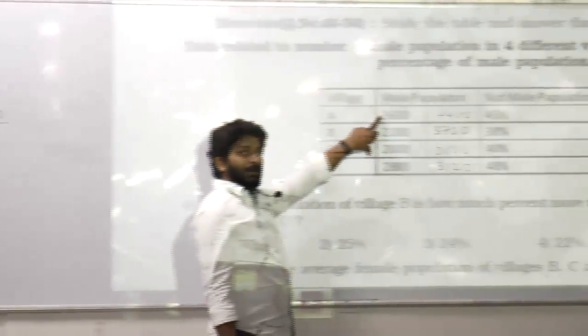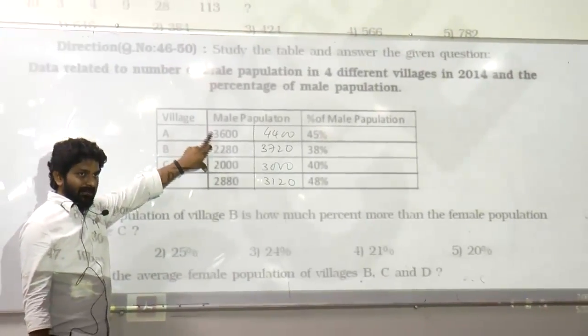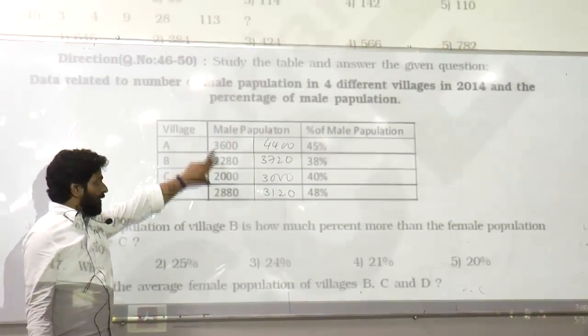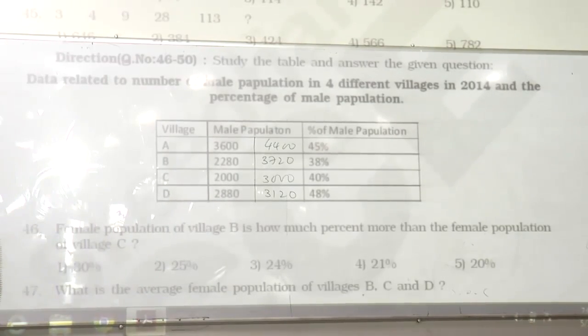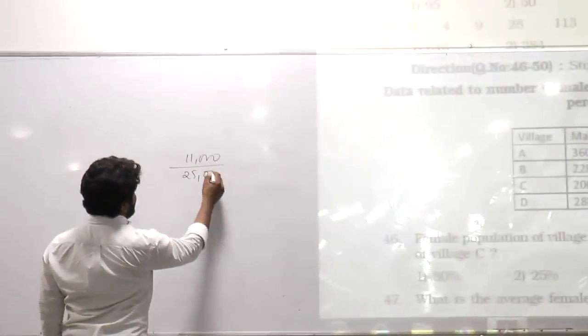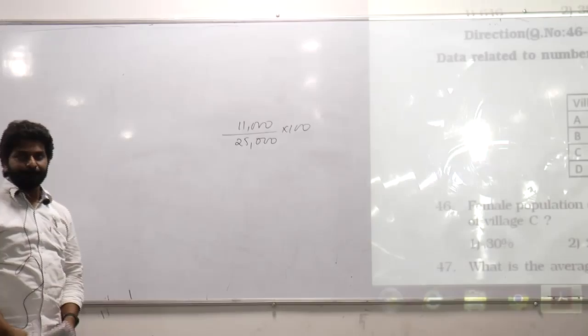A is 8,000. 8,000 plus both together is 11,000 we said. 19,000. Plus this is 6,000. 19,000 plus 6,000 is 25,000. So 11,000 out of 25,000 percentage, right? So into 100.